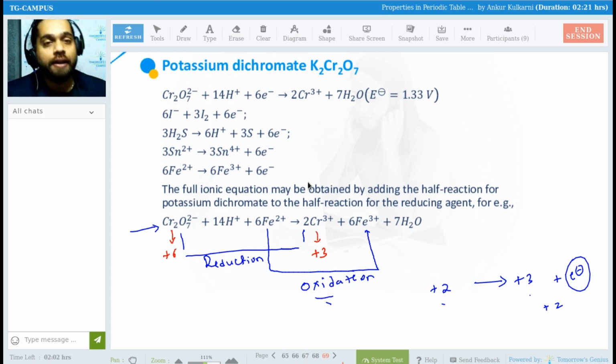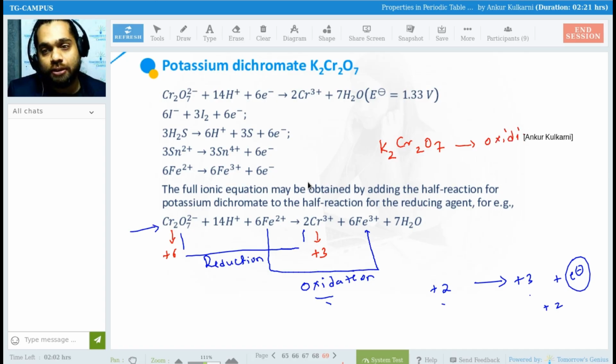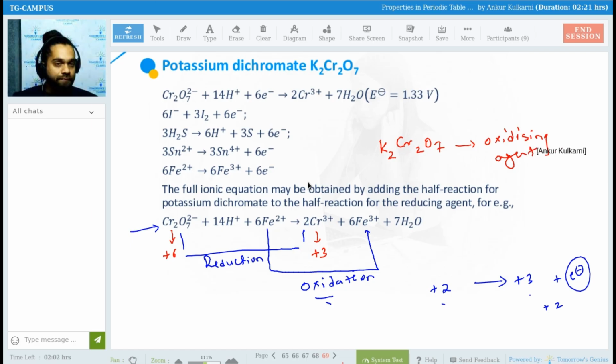What do we call them? It is oxidizing the other element, that is Fe²⁺. Itself it is undergoing reduction. Such agents, what do we call them? We call them oxidizing agents. That is what we have just proved: K₂Cr₂O₇ is your oxidizing agent. Are you getting it, everyone?